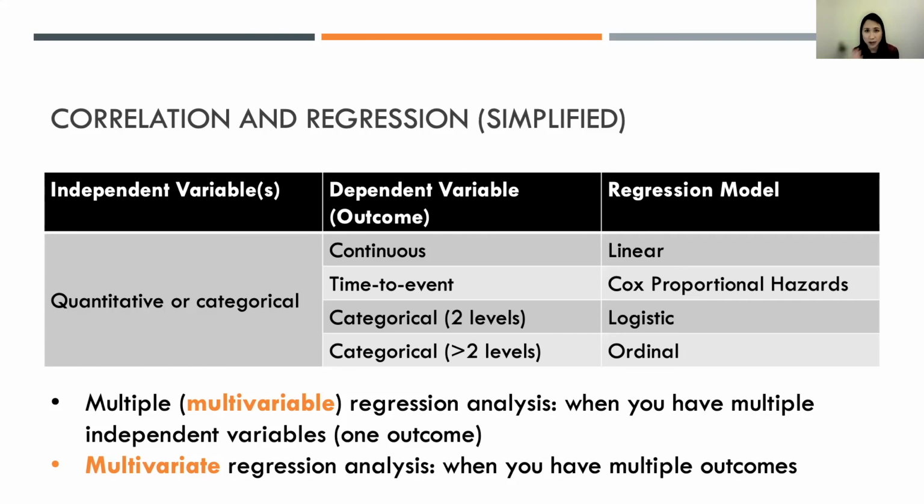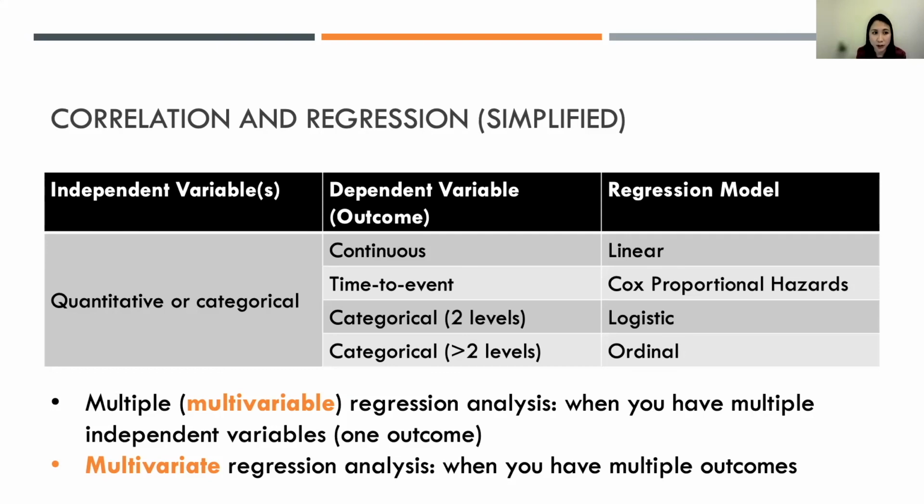If it's a time to event, so time to anything, time to death, time to cath, time to MI, whatever that event is, then you would use a Cox proportional hazards model. And then if the dependent variable, and I think this is the most common, is a binary outcome, so usually like mortality, dead or alive, then you would use a logistic regression model. And then lastly, if you have more than 2 levels in your categorical data, then you could consider using an ordinal regression model.